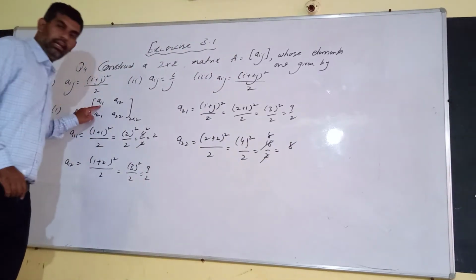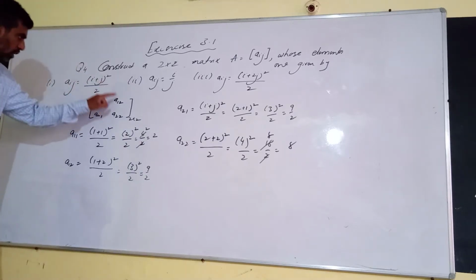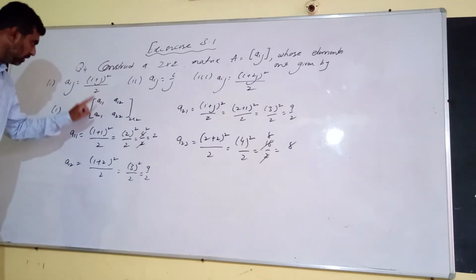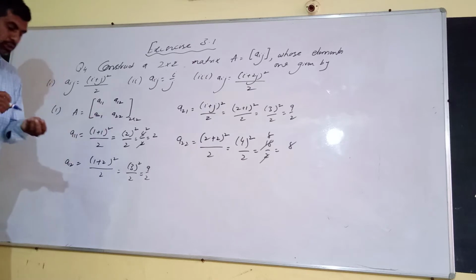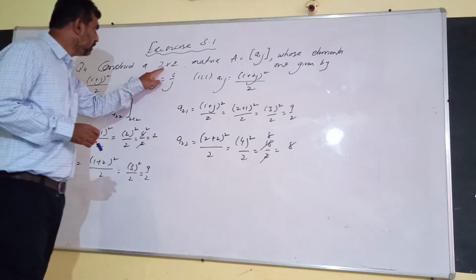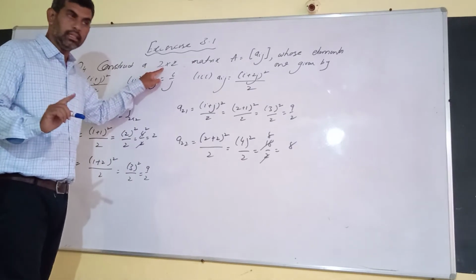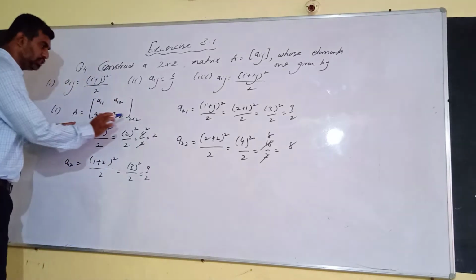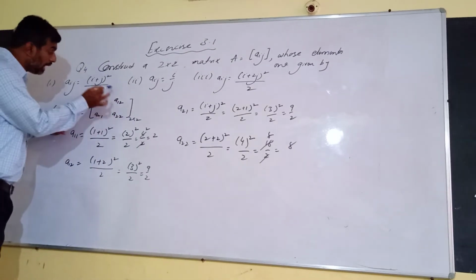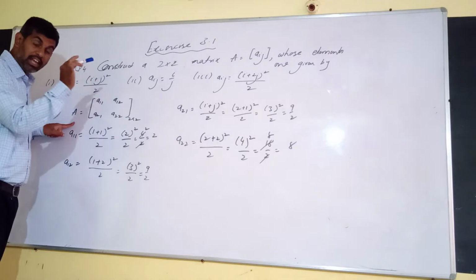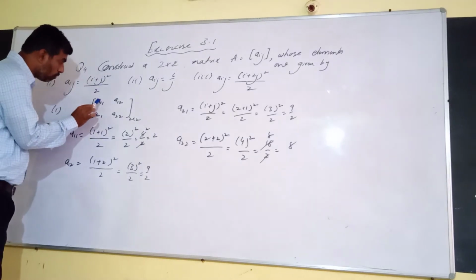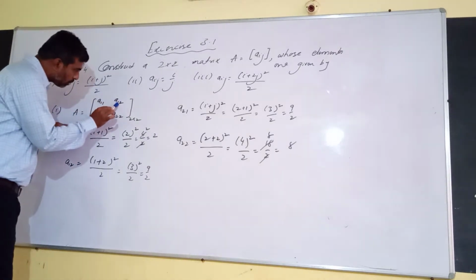So we got a11, we got a12, we got a21, we got a22. We need a 2 cross 2 matrix. We have first taken a 2 cross 2 matrix in unknown form. How have we taken it in unknown form? First row, first column. First row, second column.